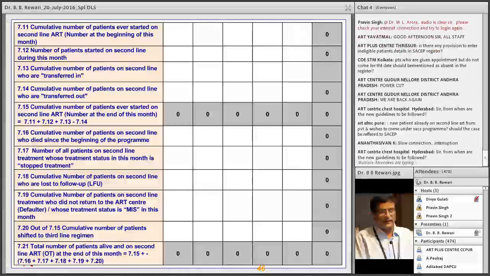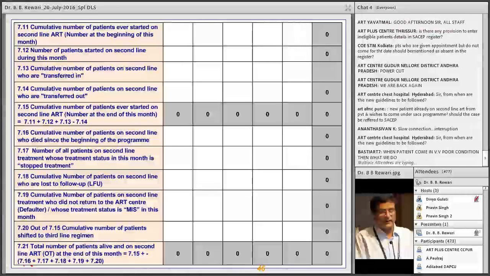Patients who are given an appointment but do not come, what date should be mentioned? It is the responsibility of the ART center to ensure that the patient comes on one of the two dates given to him. But if he is not coming on the first date, a communication should be sent to him to come on the second date, and this should be mentioned in the register.